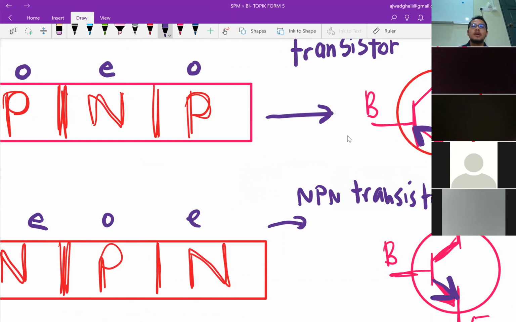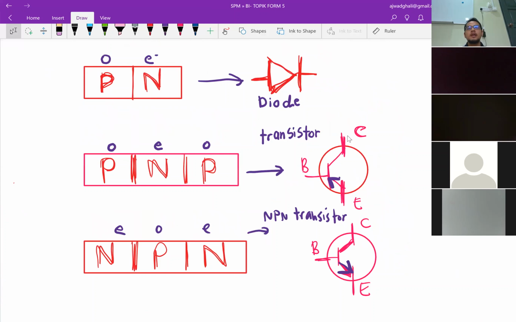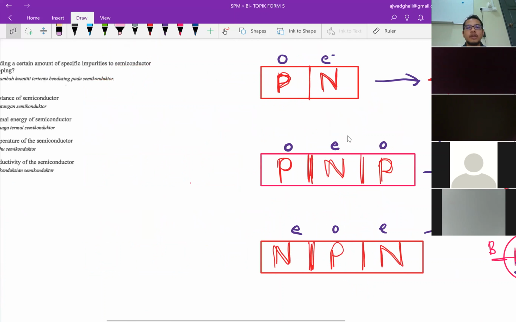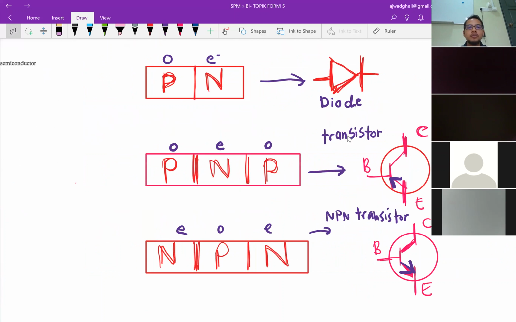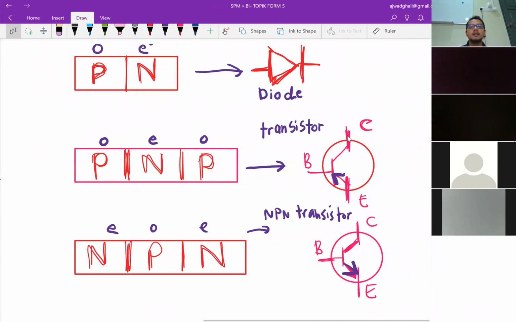Okay, so that's very fundamental. We'll be resting for 5 minutes after this. Then I will give you the new ID and we will go through the notes about semiconductors again. After this, we continue with the diode and transistor. Hopefully you understand until now. Try to digest all the notes before we go on.